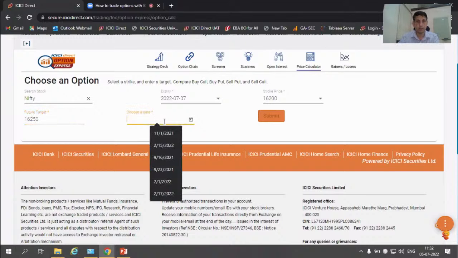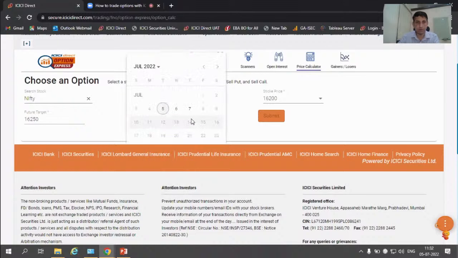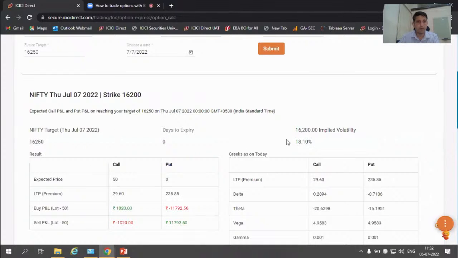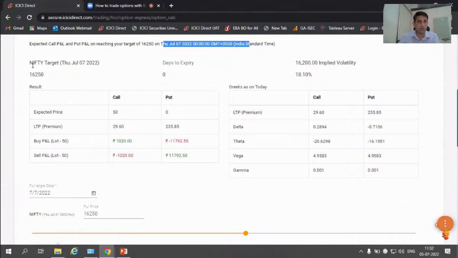16,250. Today is 5th, right? And by Thursday I think it will be 16,250, let's say. And if I submit this, it shows the expected call PNL and put PNL on reaching a target of 16,250 on Thursday. So based on that, what is going to be my value of call and what is going to be the value of put on that particular day.